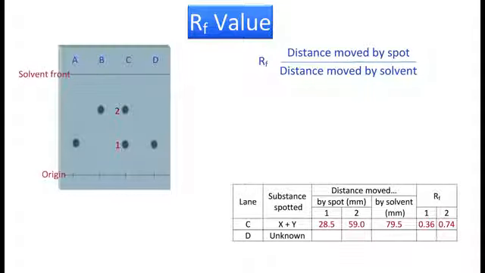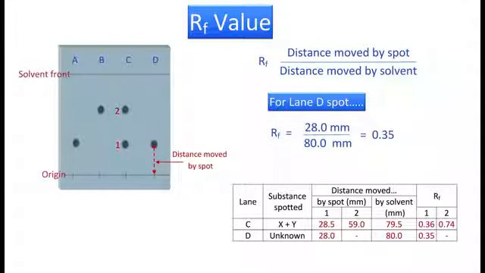Now, using this developed plate as an example, and assuming that RF values for the spots 1 and 2 in lane C have already been determined, let's now obtain the RF for the single spot in lane D. The distance moved by the spot from the origin to its centre is 28.0 millimeters, and the distance moved by the solvent from the origin through the spot to the solvent front is 80.0 millimeters. The RF for this spot is thus calculated to be 0.35. Note that it's customary to report RF values to 2 decimal places.